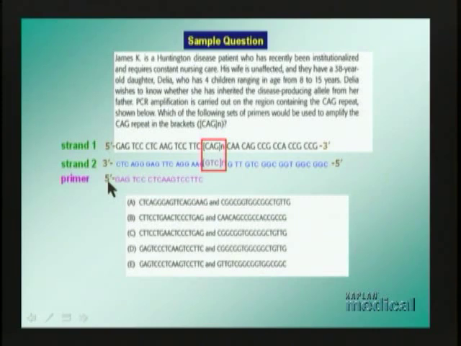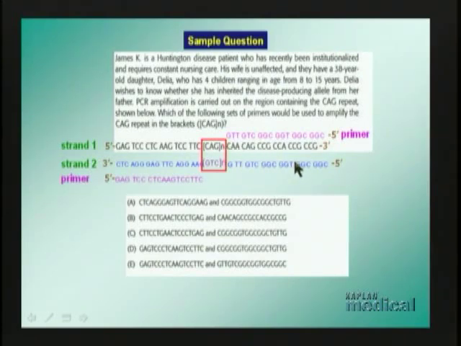Notice how this primer is complementary and anti-parallel to this part of strand 2. This is 5' G, A, G, T, C, C, and so on, which is complementary to this part of strand 2. Now, in strand 1, what is the primer that's going to be used? That primer is now illustrated here. It's the 5' CGG, CGG, and so on to the 3' end. So this primer is complementary and anti-parallel to this portion of strand 1.